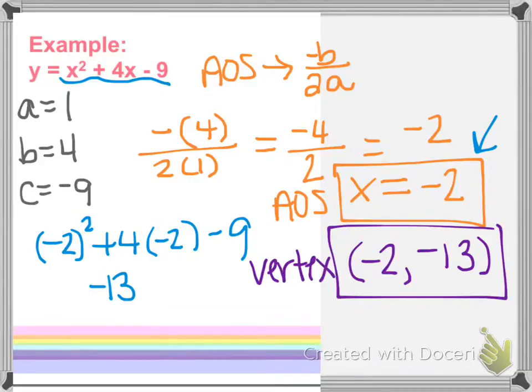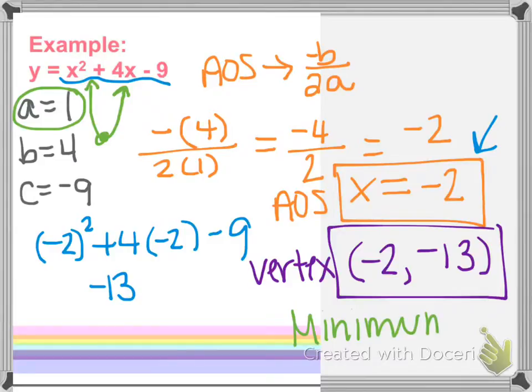The last thing we need is to know if that vertex is at the top of my graph or if it's at the bottom of my graph. Again, a is positive, which means my graph opens up. That's what we learned yesterday, which puts that vertex at the very bottom. Again, bottom is minimum. So that's your third answer. And this is what you have to do for your assignment. Find these three things: axis of symmetry, vertex, and then maximum or minimum.